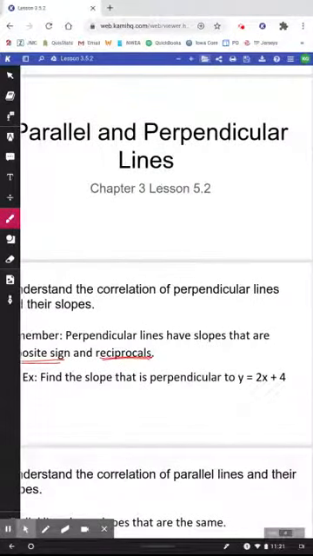So in this first example, find the slope of a line that is perpendicular to y equals 2x plus 4. So all I'm concerned about is the slope. And so for the slope, I need to first do opposite sign. So instead of positive, I'm going to have a negative. And the reciprocal or the flip fraction of 2 is 1/2.